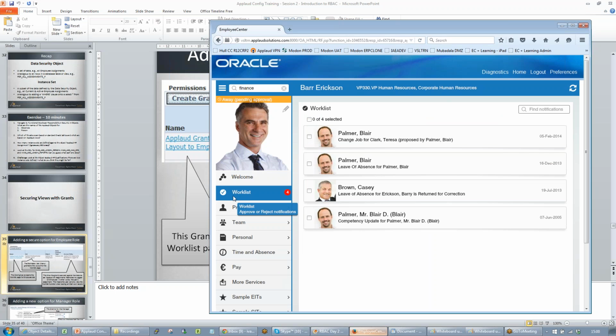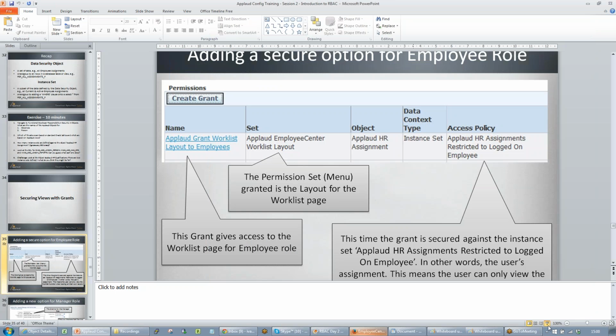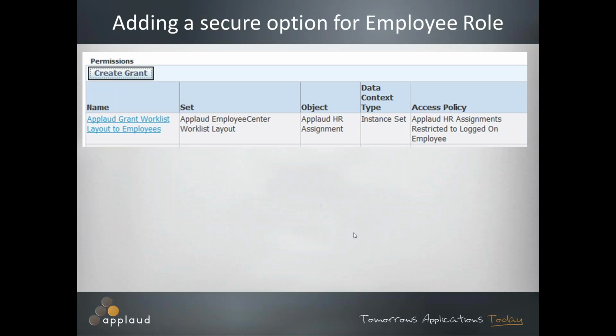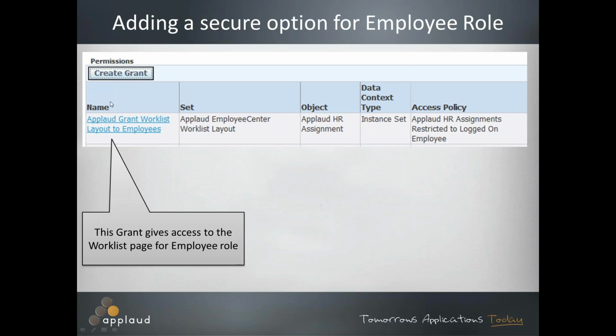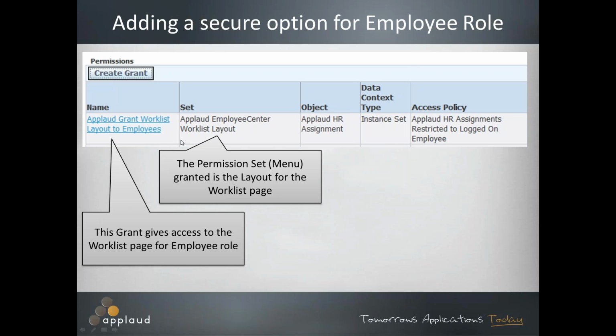Let's talk through slowly how that is hanging together. So this is the grant that gives you access to that particular screen. So the grant's got a name, it's whatever we type in. It's got a permission set. That permission set or menu, that's the layout for the work list page. All right. So remember from the first set of training we did, that you go to registered views and you see all those layouts on there. The permission set here is simply the layout that you've defined.